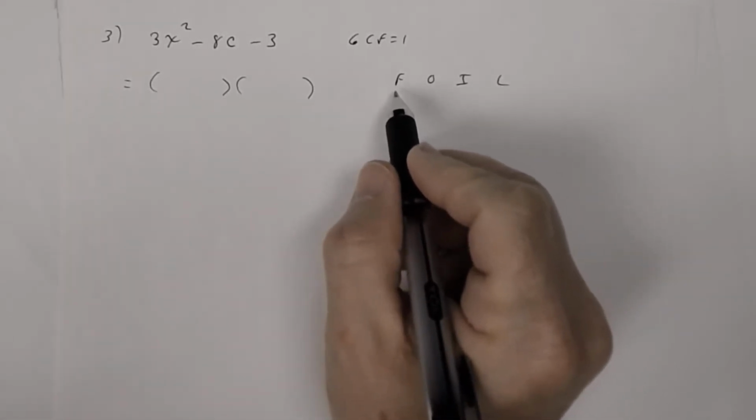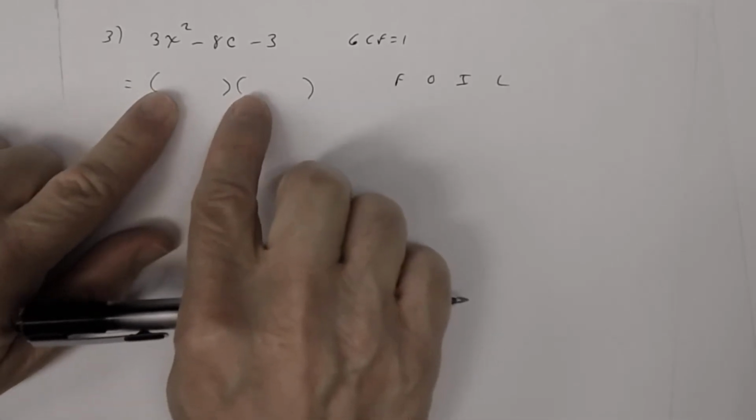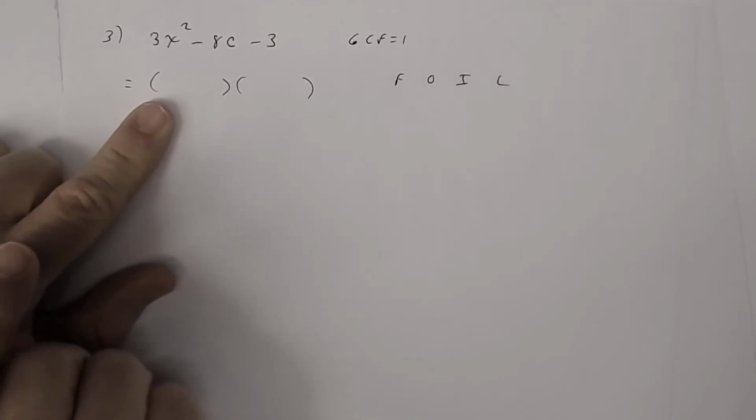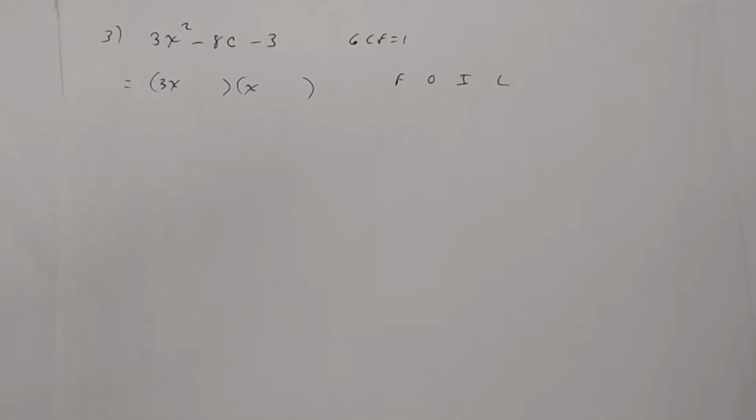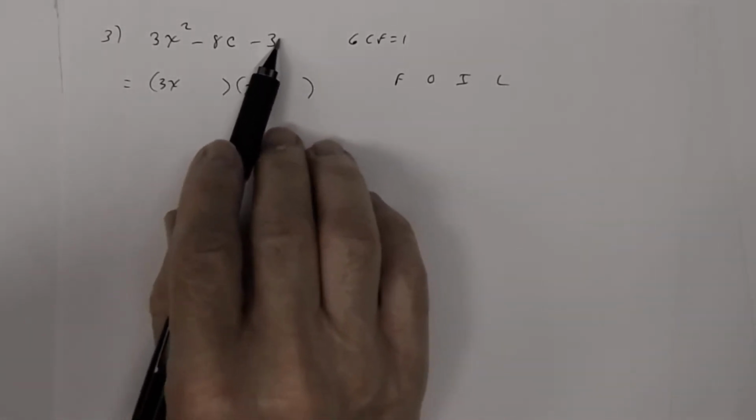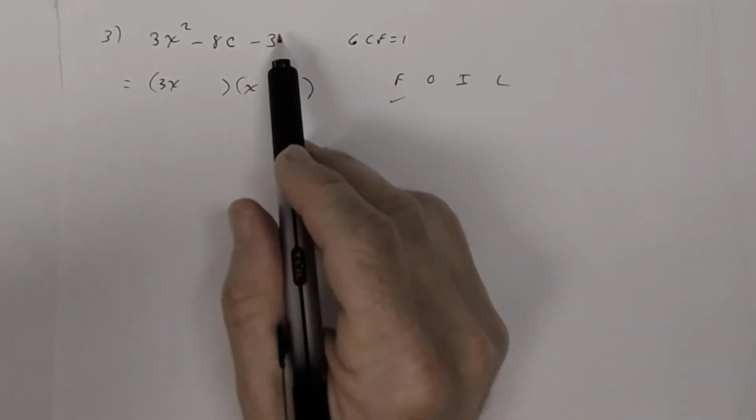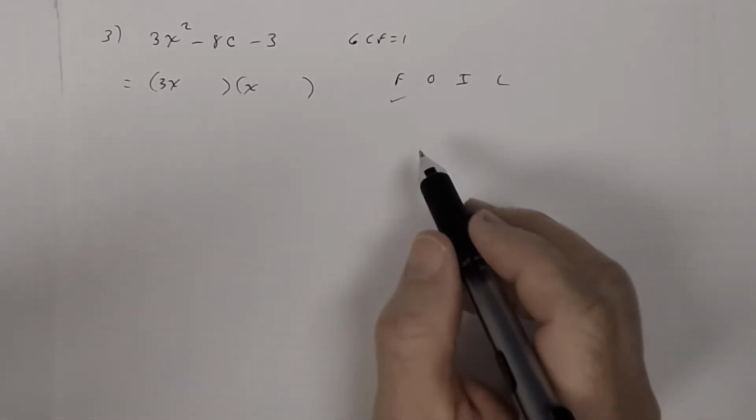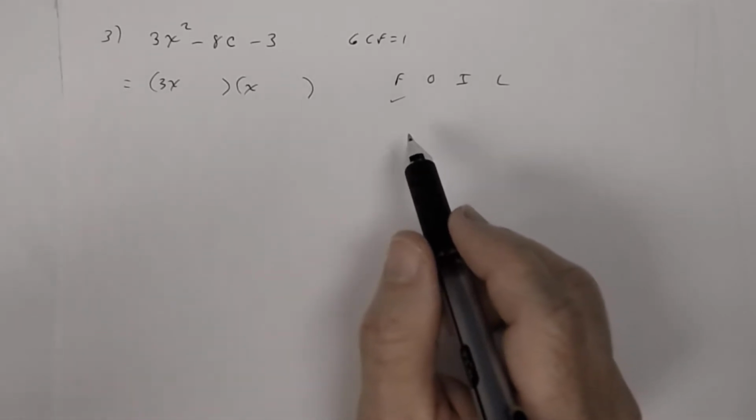So the first thing you're going to do is figure out what F needs to be. What two factors multiplied together is 3x squared? Well, there's only one possibility because 3 is prime. So that's 3x and x. So far my F is okay. Now let's look at L. The absolute value of negative 3 is 3, so let's think about 3 for right now. There's only two factors whose product is 3: 3 and 1.